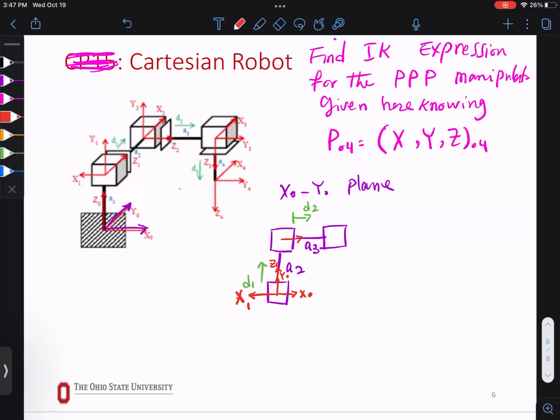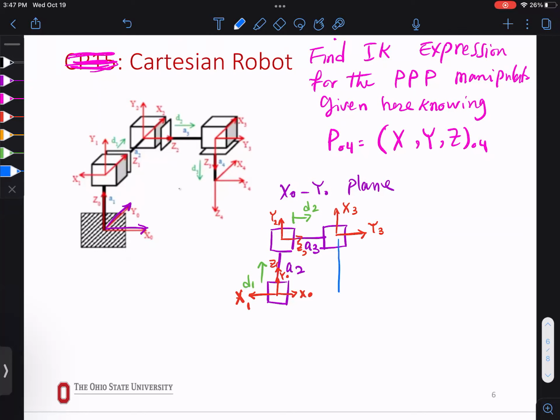And here is Z2, Y2. Here is, this one is important, Y3, X3. All right, that's all I can see. Then I can write these relationships for it.